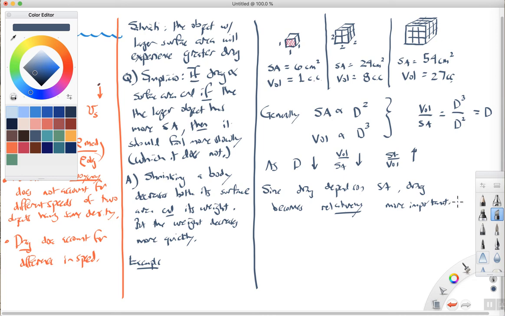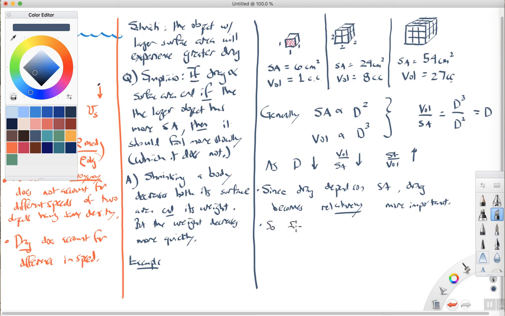So the very fact that this thing falls is due to the fact that it has some weight in the medium, right? So if it didn't have any weight in the medium, it wouldn't fall. So the fact that it has weight means that it falls. But the fact that it slows down due to drag, that depends on the surface area. And since the relative importance of the surface area to the drag gets larger, to the weight gets larger as you shrink the object, the drag becomes relatively more important as it shrinks.